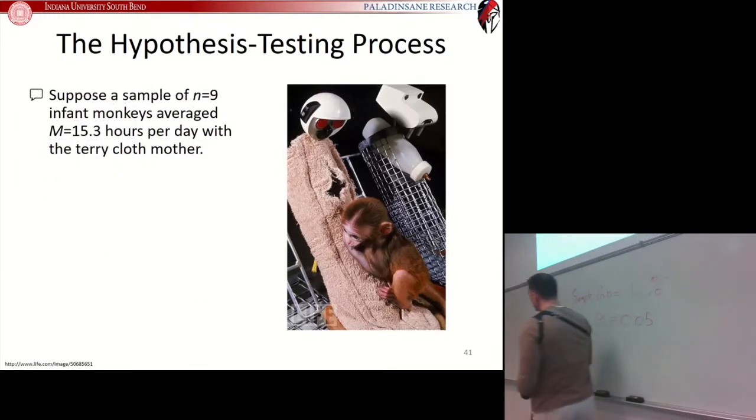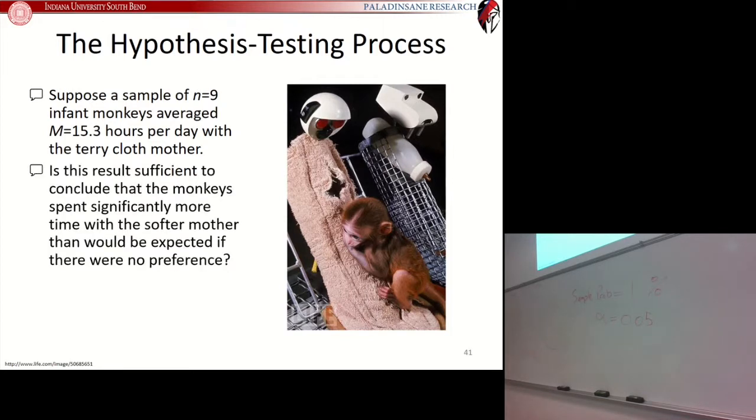So let's suppose that we got a sample of 9 infant monkeys, and we found that they averaged 15.3 hours per day with the terry cloth mother. Is this result sufficient to conclude that monkeys spent significantly more time with the softer mother than would be expected if there was no preference? So we have a question to ask ourselves here. We got a sample of 9 monkeys, and they spent 15.3 hours per day with the terry cloth mother.